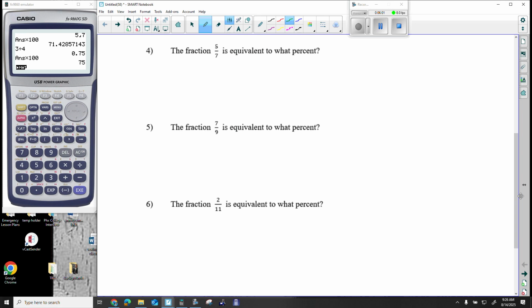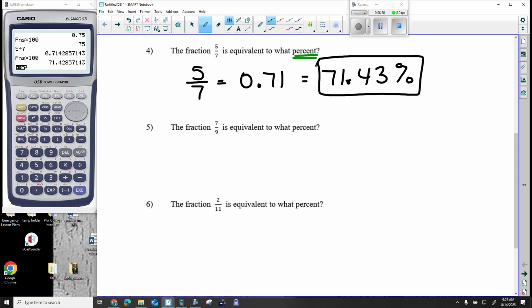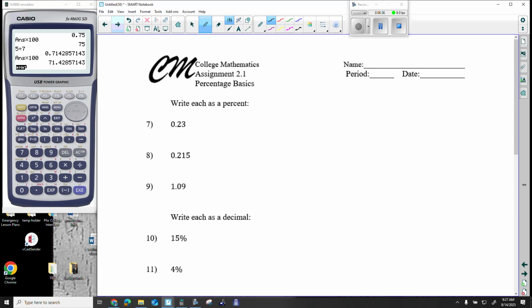Okay, moving down to problems like number 4, 5, and 6. Again, I think I already did this straight up example. They want this as a percent. So we begin with 5/7, hit the SD button, and that is the same thing as saying 0.71, multiply by 100, and that comes out to be 71.43% when I round correctly. This is the answer that they're looking for.